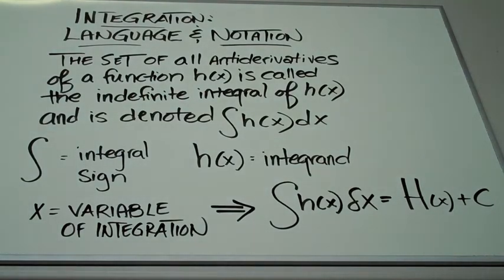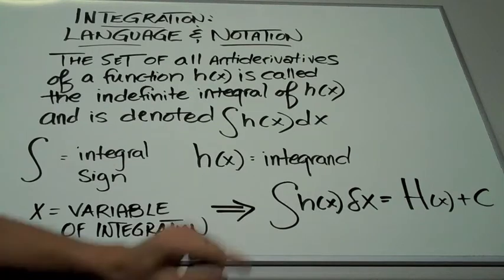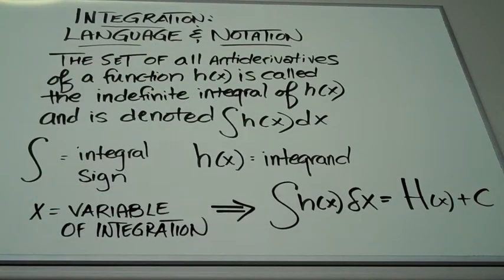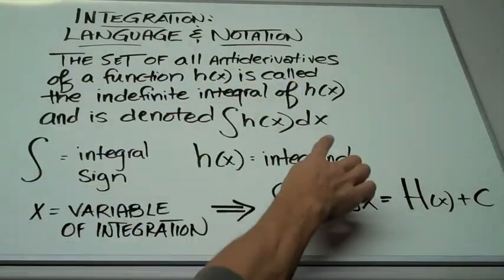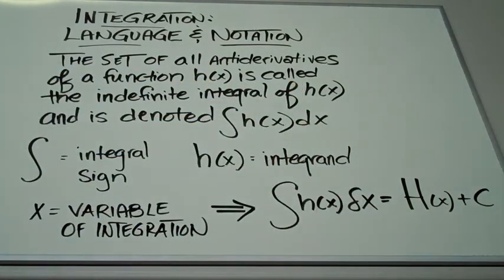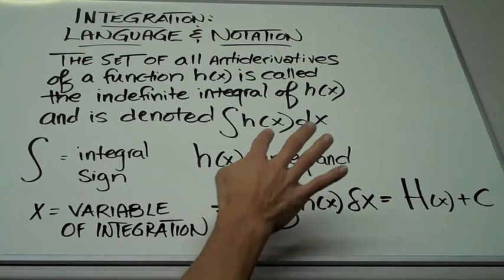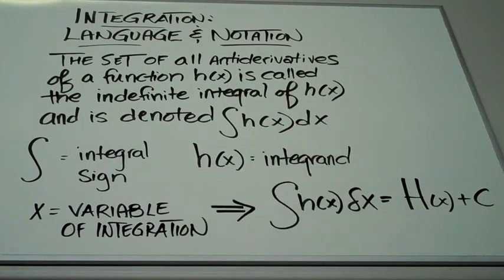Let's now talk about the language and notation of integration. The set of all antiderivatives of a function h(x), that's small h(x), is called the indefinite integral of h(x), and is denoted with this curly S sign, h(x) dx. This dx is something I see a lot of students forgetting to write. It's part of our integral.